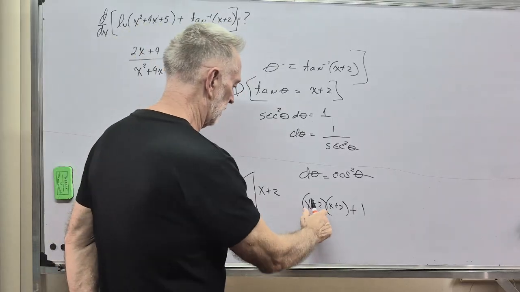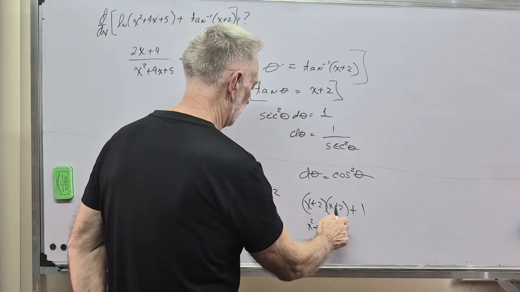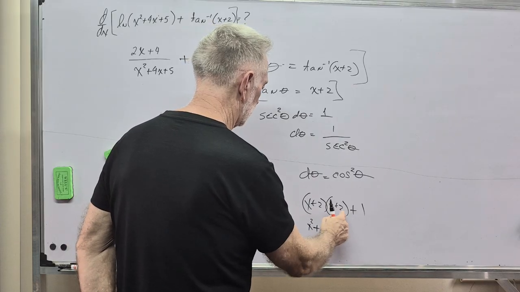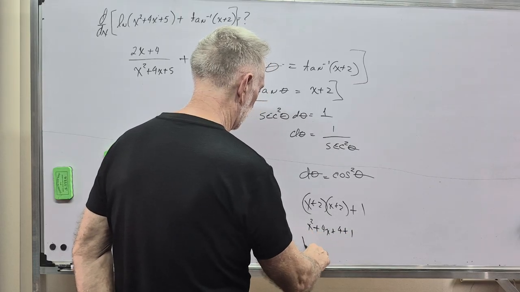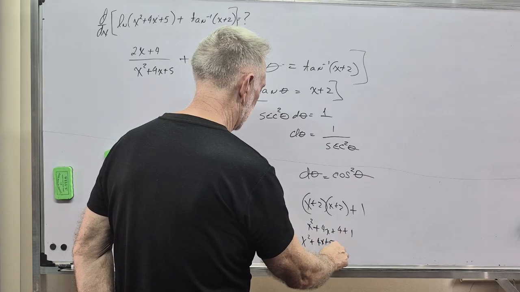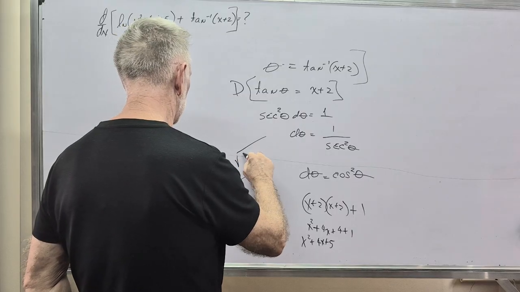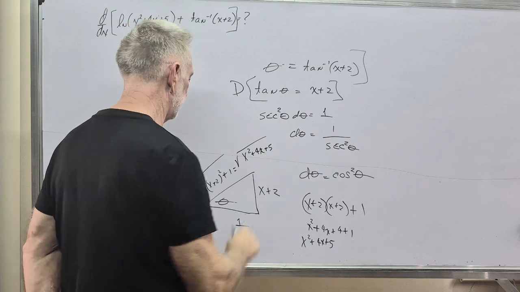So I have x squared plus 2x plus 2x, so that's 4x. And then positive 2 times positive 2 is plus 4, plus that 1 gives me x squared plus 4x plus 5. Okay, so this would be the square root of x squared plus 4x plus 5.